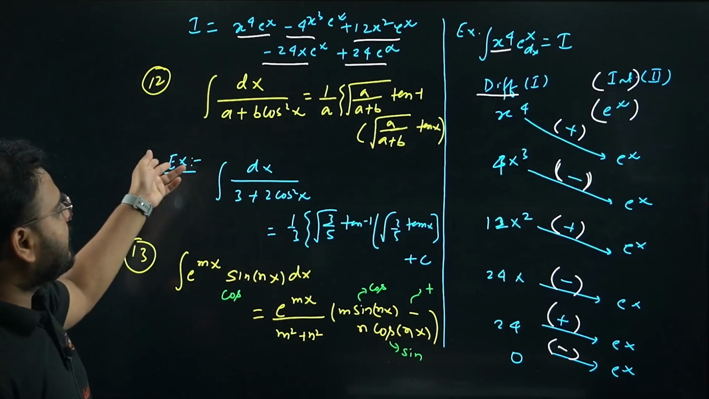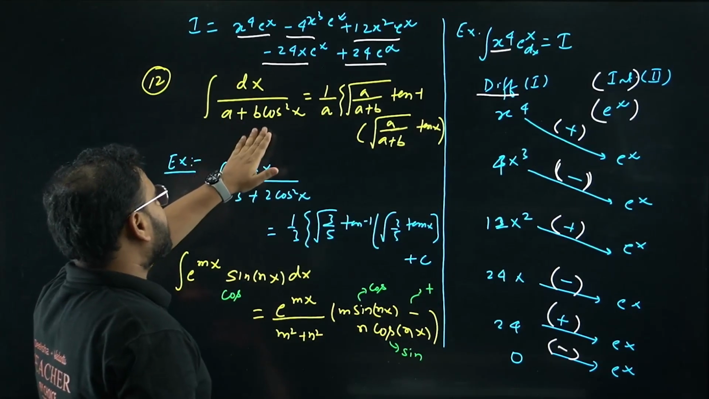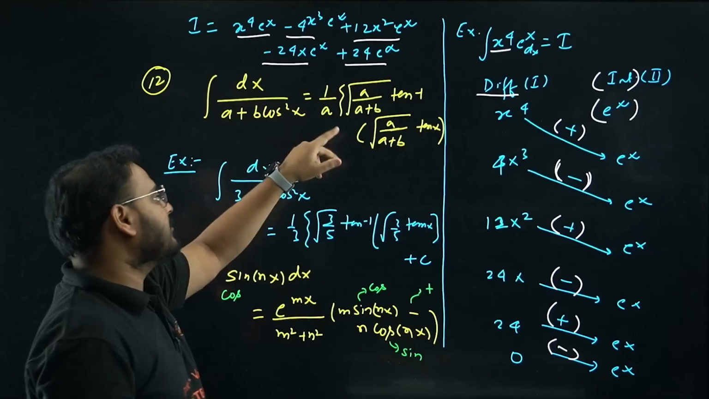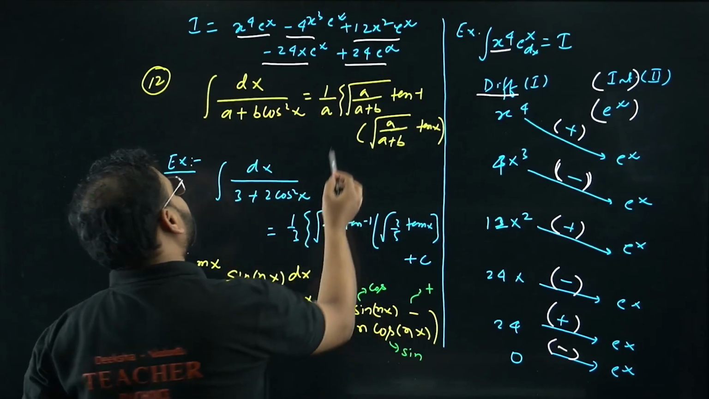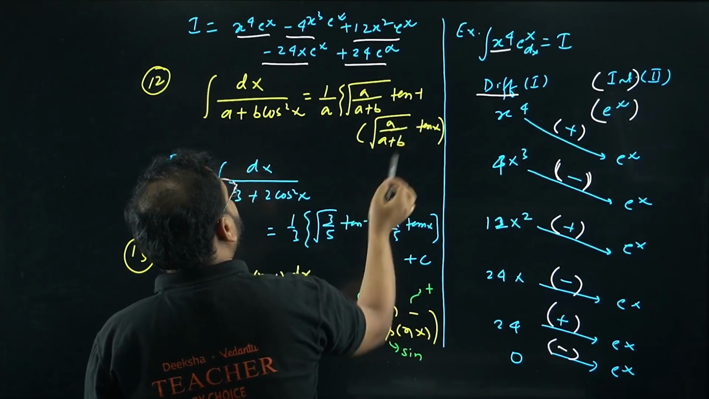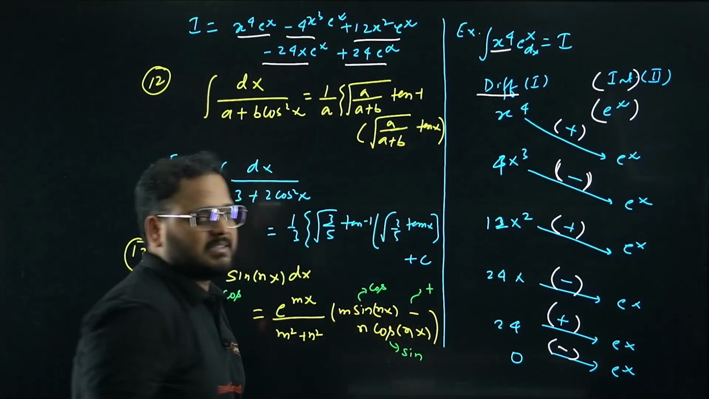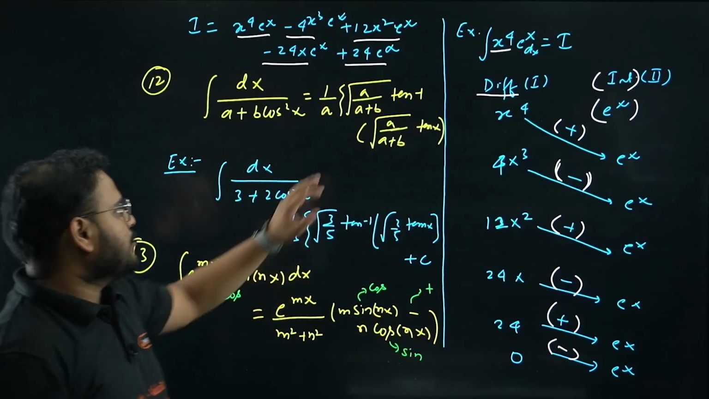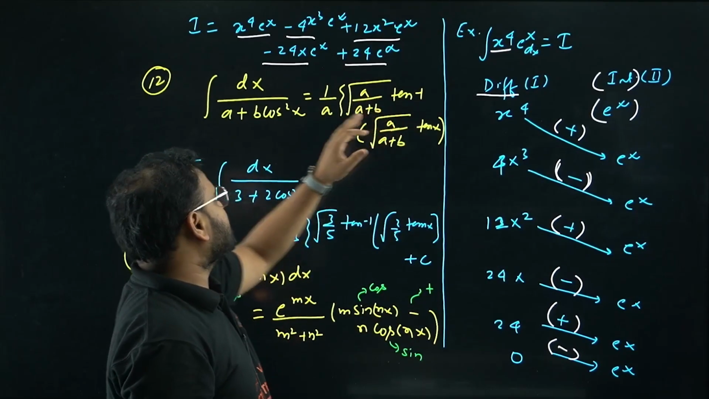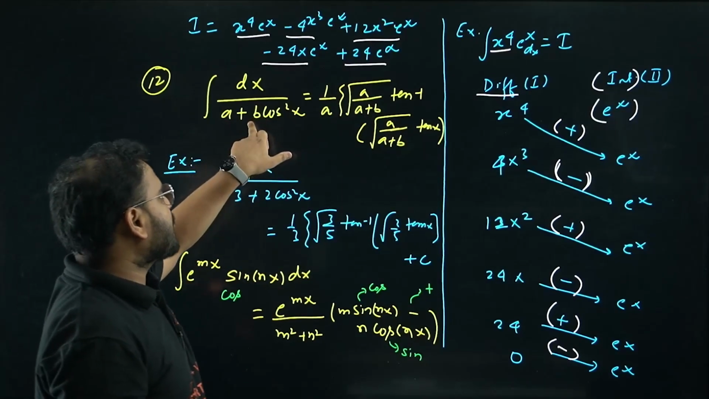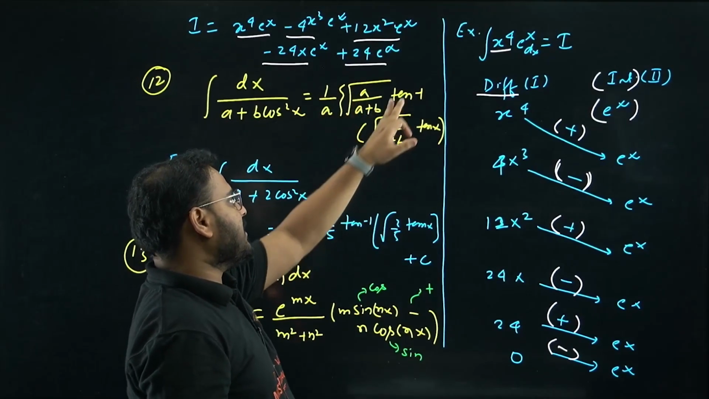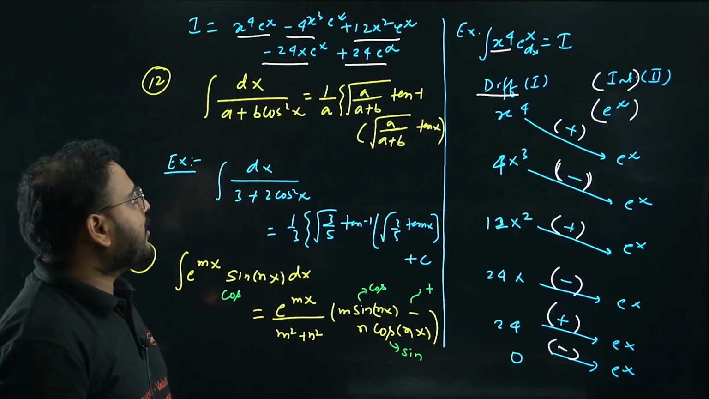Next, trick number 12. If you have dx upon a plus b cos square x in this kind of form, then you can directly write this as 1 by root of a times (a plus b), tan inverse of the same thing, tan of x. What is a, sir? a is the constant over here, b is the coefficient of cos square x. So a upon a plus b, tan inverse of a upon a plus b.